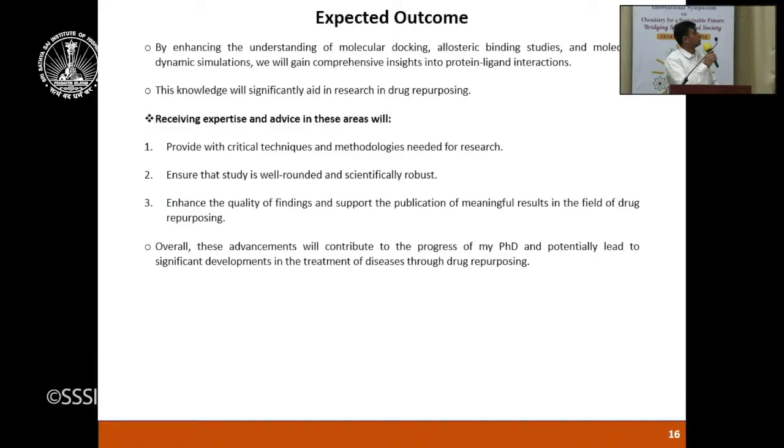In conclusion, receiving expertise and advice in these areas will help provide critical techniques and methodologies needed for research. There are softwares like GROMACS, Schrodinger, CHARMM-GUI. And overall, this advancement will contribute to the progress of my PhD and potentially lead to significant development in the treatment of drug repurposing. Thank you.